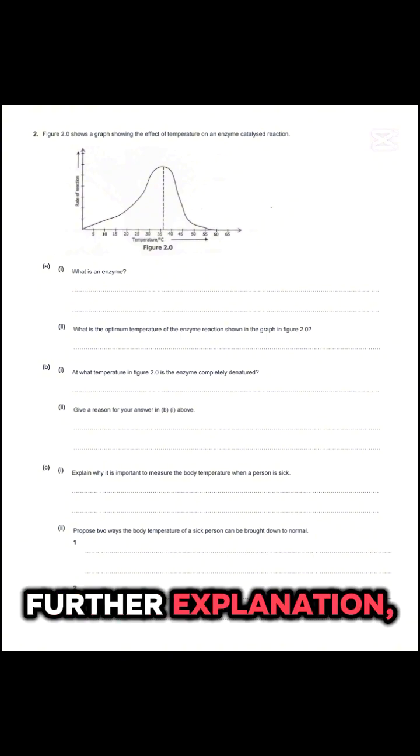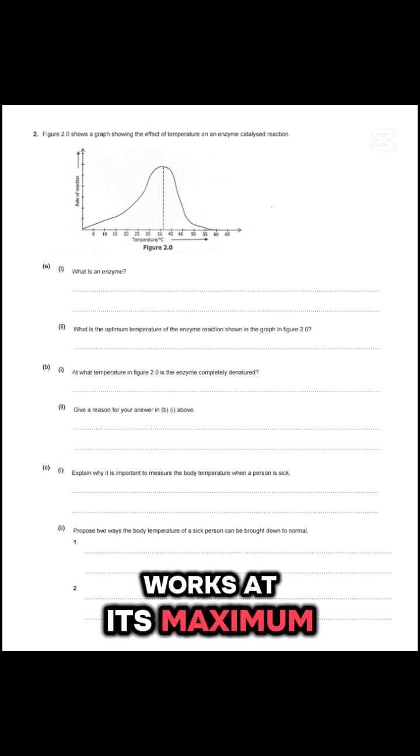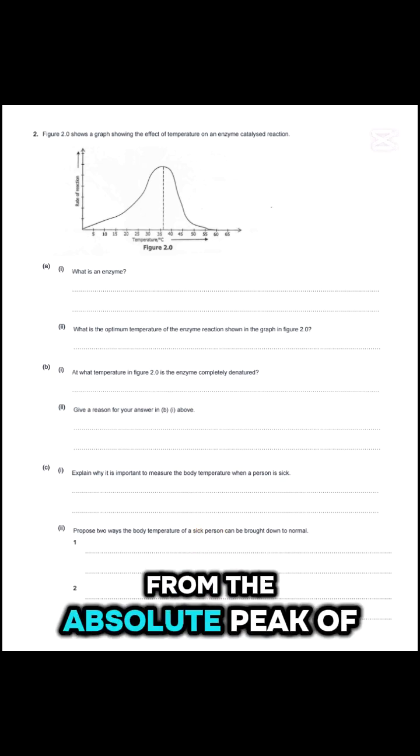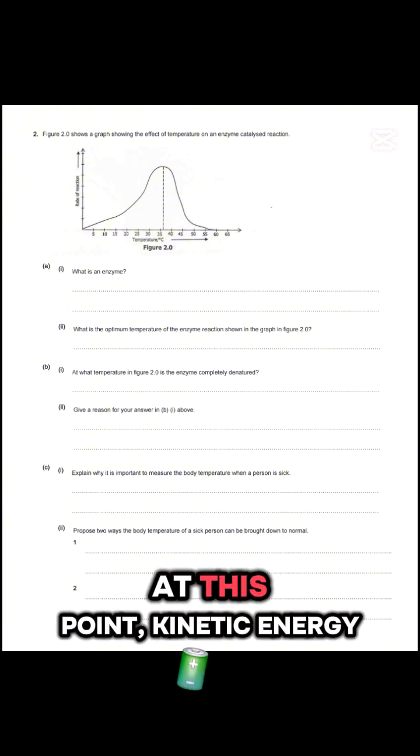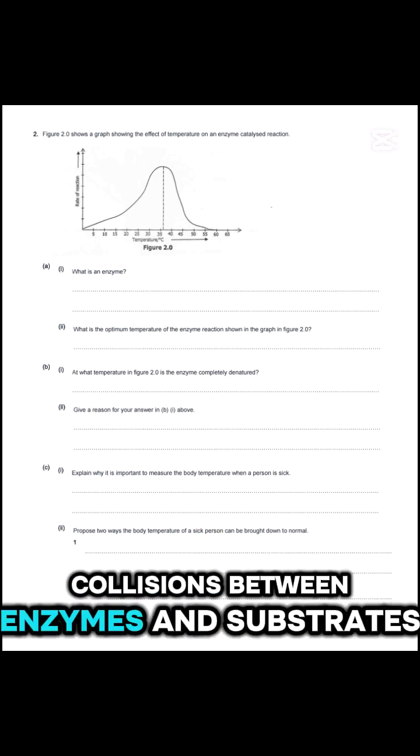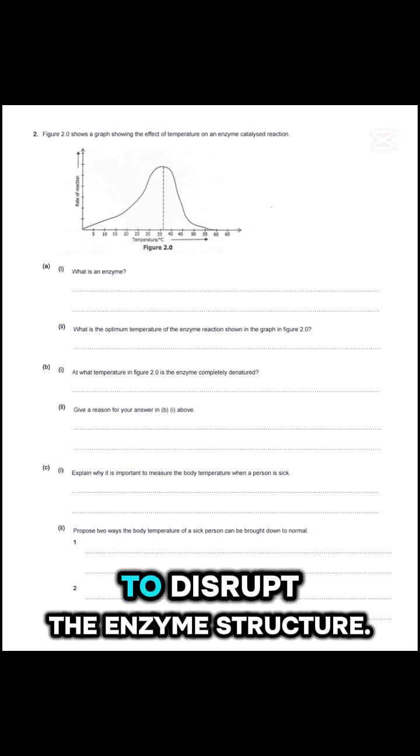Further explanation: the optimum temperature is the specific temperature at which an enzyme works at its maximum possible rate. On a graph, this is always found by tracing down to the x-axis from the absolute peak of the curve. At this point, kinetic energy is high enough to cause frequent collisions between enzymes and substrates, but not high enough to disrupt the enzyme's structure.